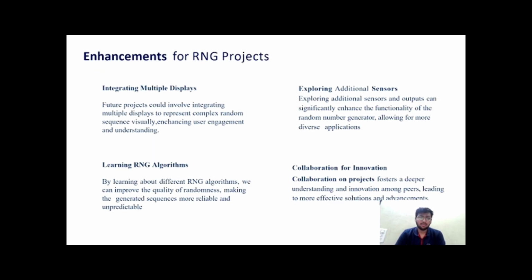Now, enhancements for our random number generator projects. First, integrating multiple displays. Future projects could involve integrating multiple displays to represent complex random sequences visually, enhancing user engagement and understanding. Exploring additional sensors and outputs can significantly enhance the functionality of the random number generator, allowing for more diverse applications. By learning about different random number generator algorithms, we can improve the quality of randomness and unpredictability, making the generated sequences more reliable and unpredictable. Now, for collaboration, this project fosters a deeper understanding and innovation among peers, leading to more effective solutions and advancements.